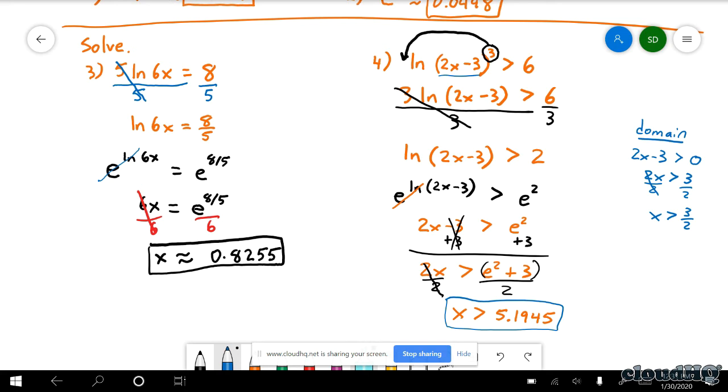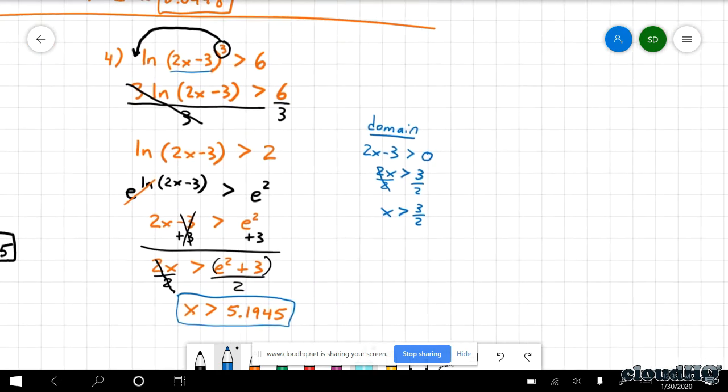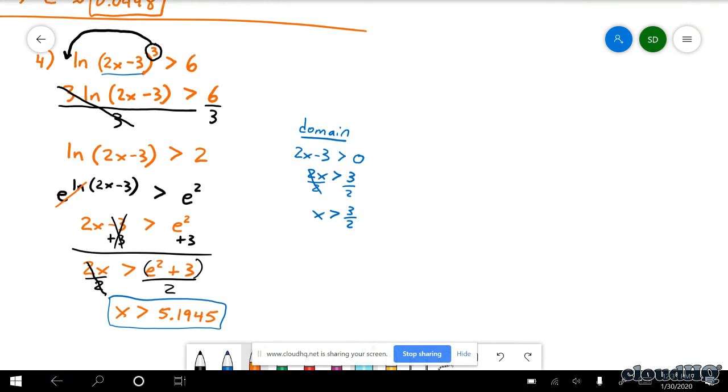So those two problems are logarithmic equations or inequalities. We also need to look at exponential equations or inequalities that use e. So that's what we'll do next. So 3e to the negative 2x plus 4 is equal to 10. We need to solve this.